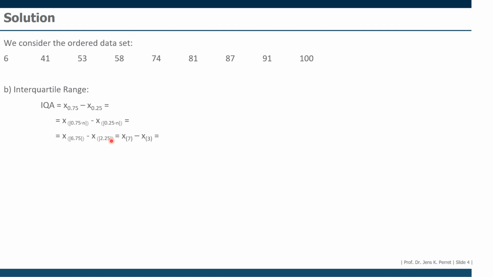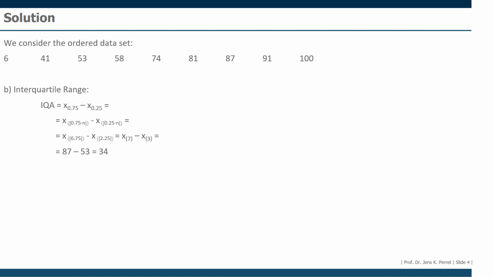Well, this yields me 7 and 3, so I'm looking up the 7th and the 3rd value, which here is the 87 and the 53. I'm going to subtract the 3rd from the 7th value, giving me an end result of 34, which in this case is the height of the box of my box plot or my interquartile range. Well, that was already part B. So let's continue with our part C.